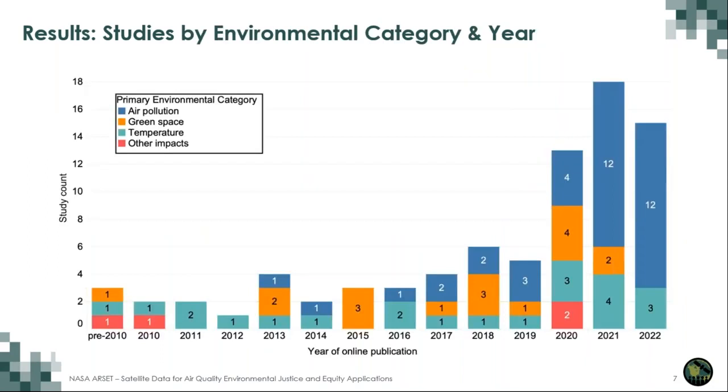Take a look at this bar graph, which shows the study's environmental categories in years published. This graph demonstrates that more than half of the studies we found were published between 2020 and 2022. One reason for this may be the increasing availability of satellite-derived high-resolution data sets, which enable new environmental justice research applications.